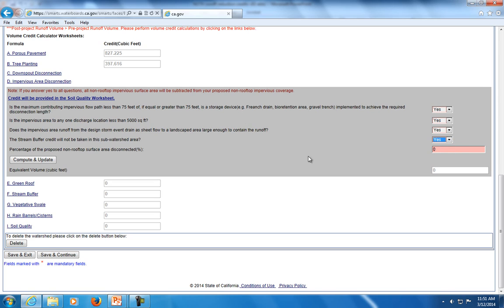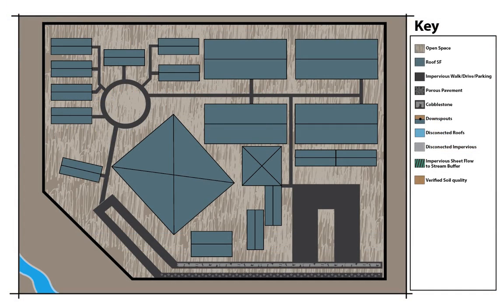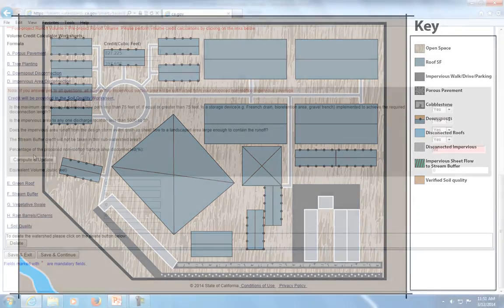Okay, and the percentage of the proposed non-rooftop surface area disconnected. So let's say we're going to get about 50% of that. We hit compute and update.